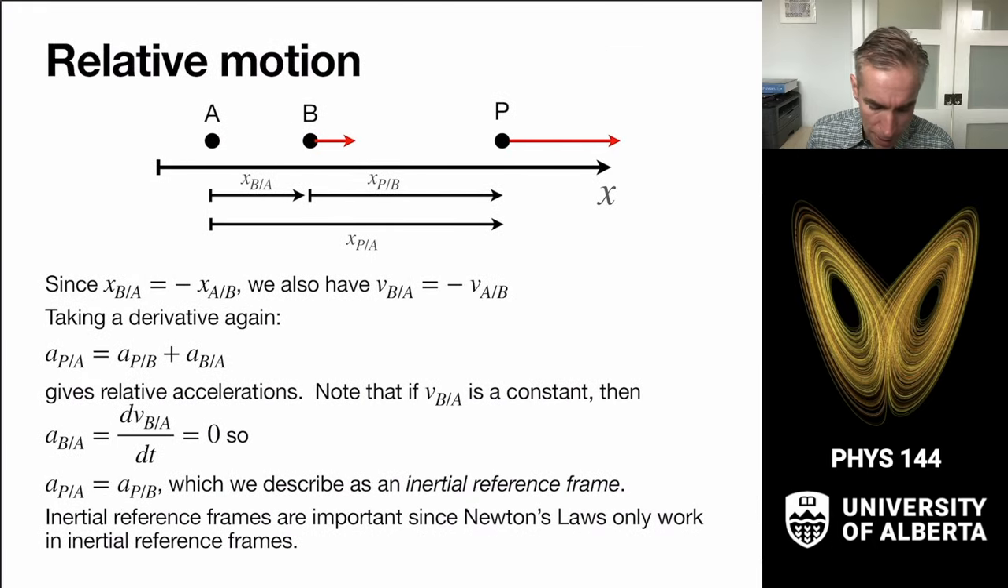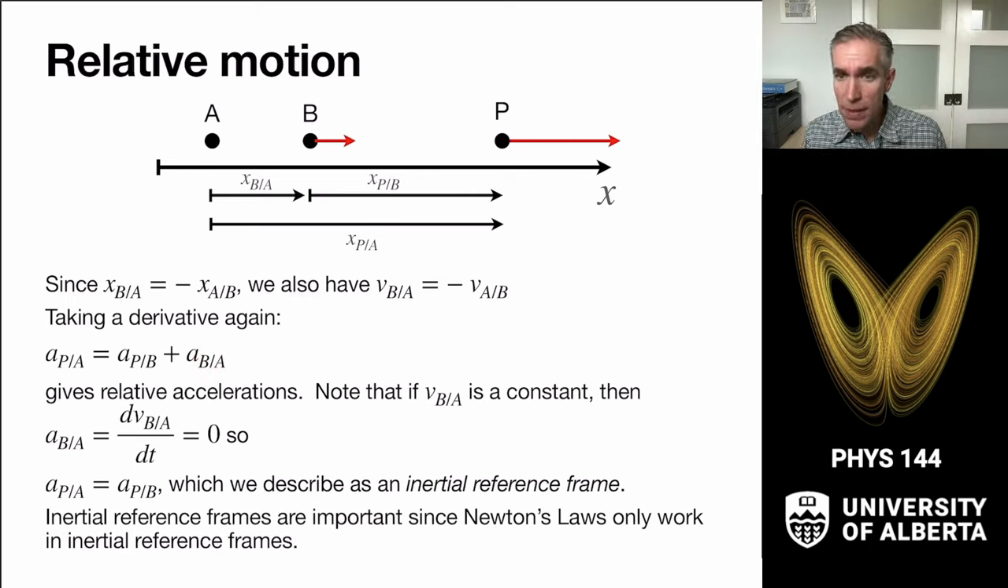Now, what happens for accelerations? One final note before I get into accelerations is that since the vector B with respect to A is negative A with respect to B, we can do the exact same math and we get that these two velocities, A with respect to B and B with respect to A, are negative. They're opposite, but with the same magnitude, which I think is just something we will bank for later. We can return to velocities, take a second derivative again, and we get the acceleration of P with respect to A is the acceleration of P with respect to B plus the acceleration of B with respect to A.